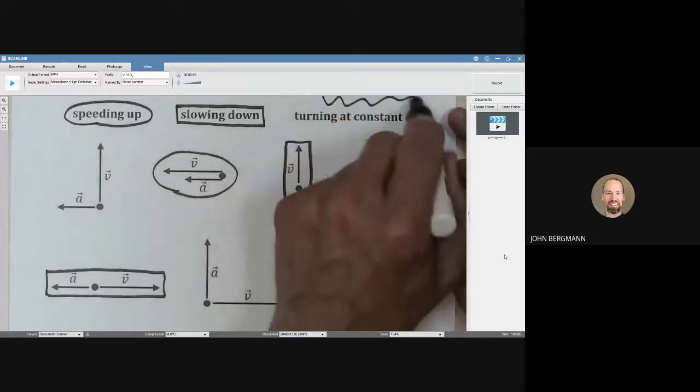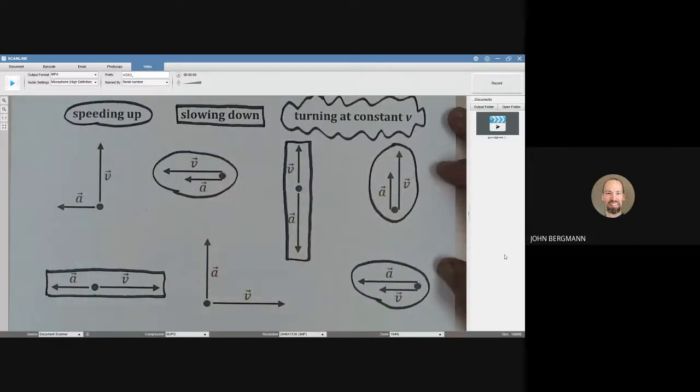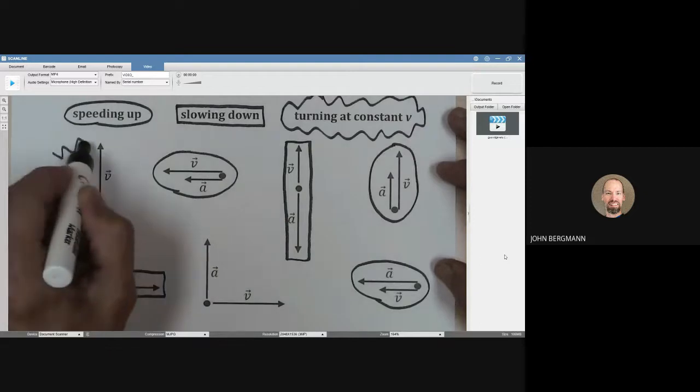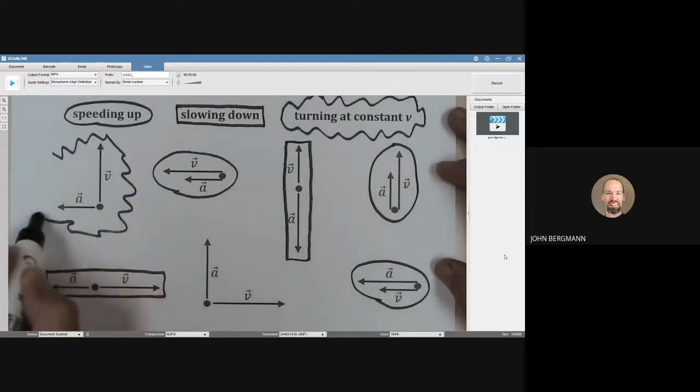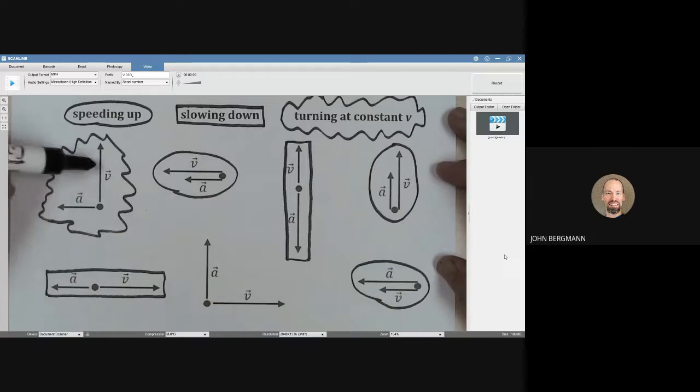How about I make these squiggly bubbles? How's that? Turning at a constant speed, that's going to be this guy right here. Look at that picture. He's not going to be speeding up because there's no acceleration vector that is parallel to his velocity. But he's not going to be slowing down either because there's no component of the acceleration that is exactly opposite velocity. This guy is going to be turning at a constant speed.